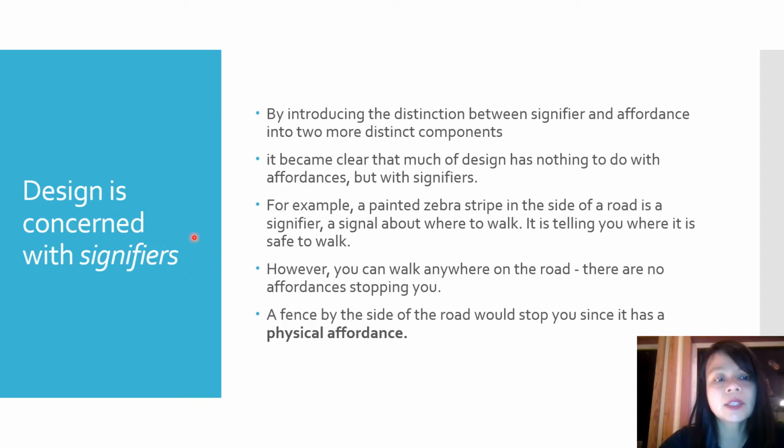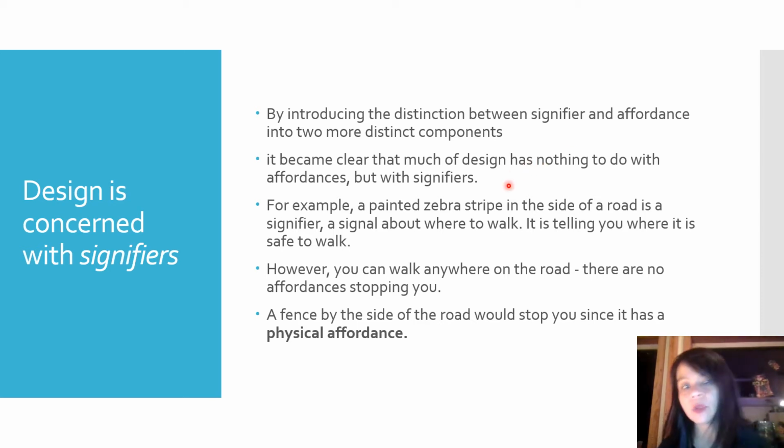Design is really concerned with these signifiers. When the distinction between the signifier and the affordance was introduced, they became two distinct components. It became clear that much of the design really has nothing to do with the actual affordances when it comes to designing for the screen, but has more to do with signifiers.